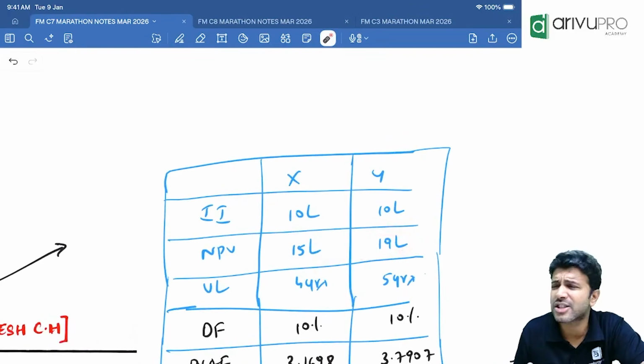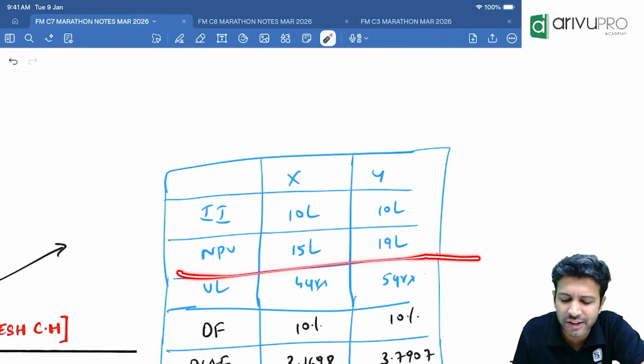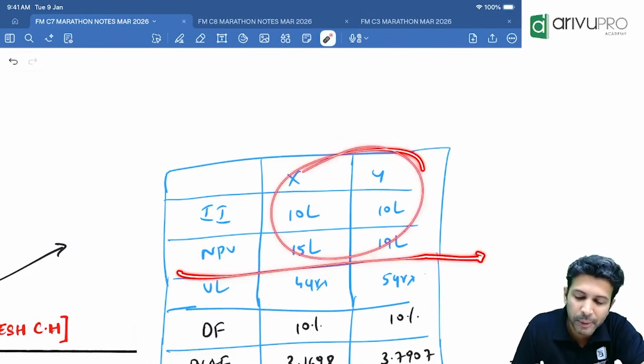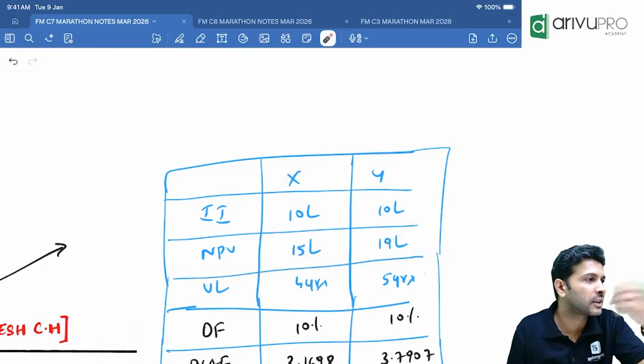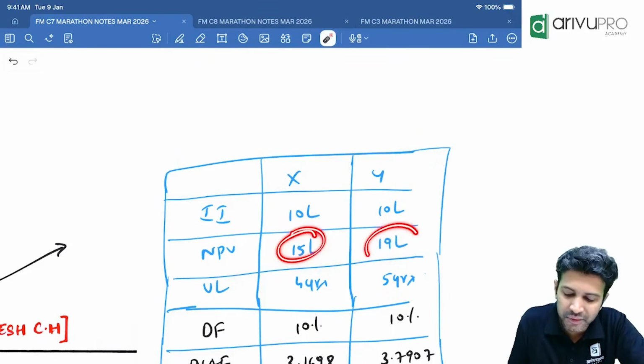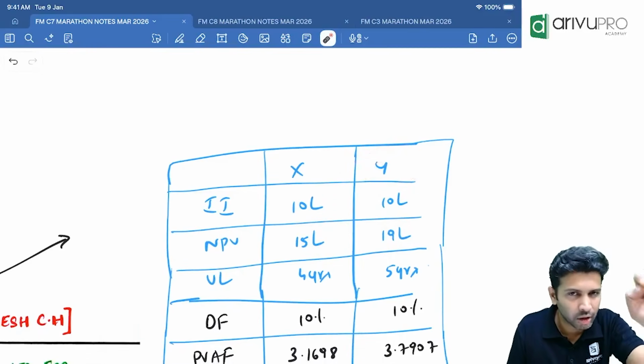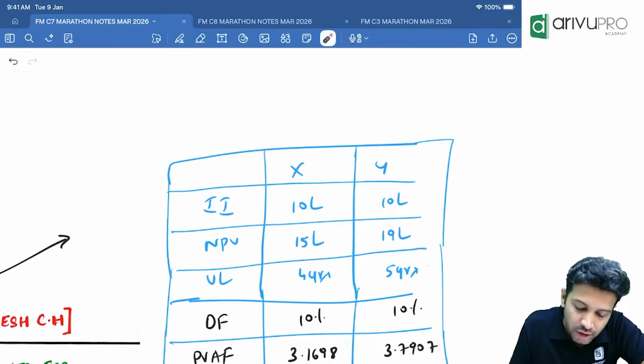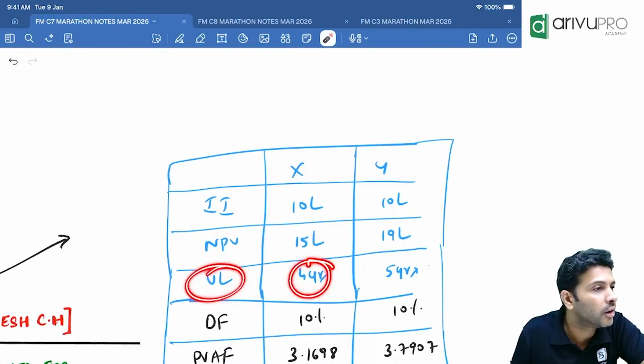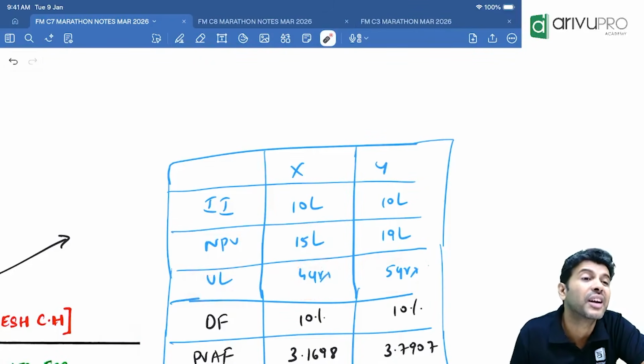Okay. That means now if I stop here, what will be the decision rule? You'll select Y or X. Among multiple projects, what is the decision rule? You'll select the project with a lower NPV or higher NPV. This is 15 NPV, this is 19. So obviously the selection will become Y. Correct? But hang on, they'll give you one more data over here. Useful life of X is only 4 years. Y is 5 years.